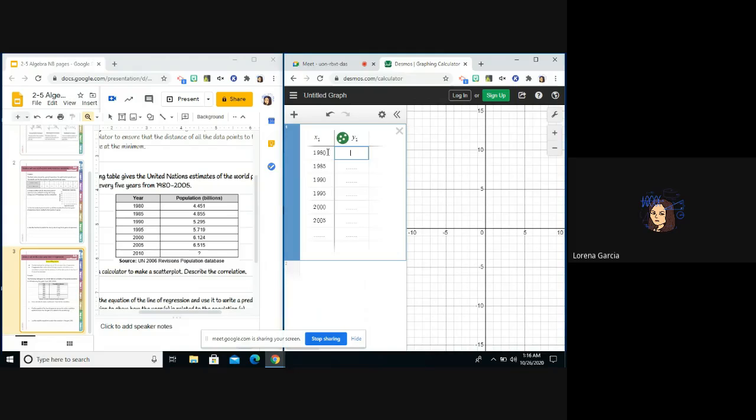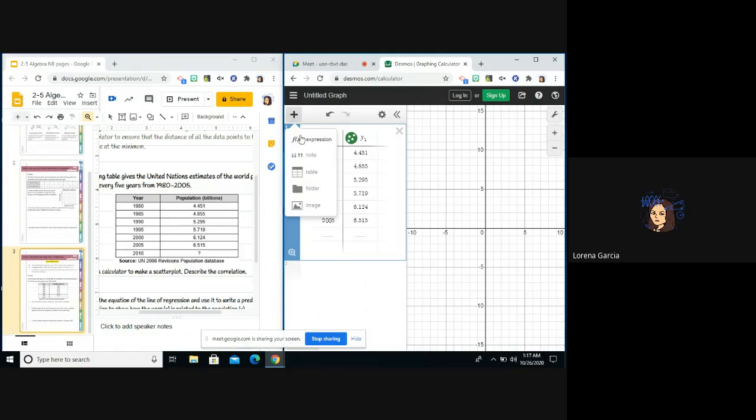So next I'm going to put my population: 4.451, 4.855, 5.295, 5.719, 6.124, and 6.515. So now that I've input all my data into my table, I can actually come up with an equation. So I'm going to go back up here to my plus sign.